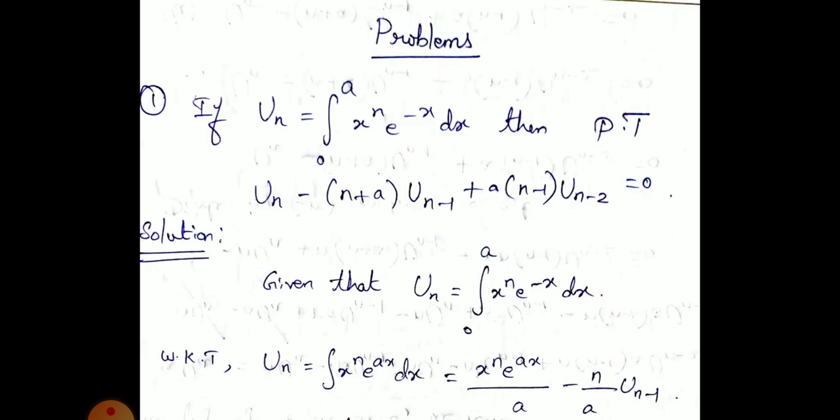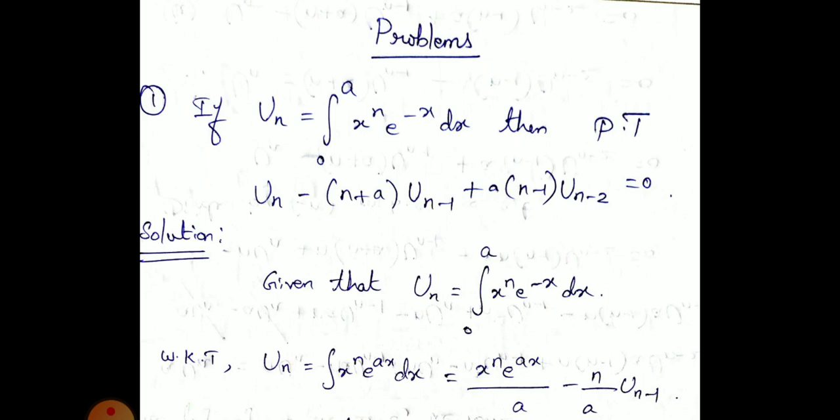If u_n equals the integral from 0 to a of x^n e^(-x) dx, then prove that u_n - (n + a) u_(n-1) + a(n-1) u_(n-2) = 0. Solution. What is given? u_n is given, that is the integral from 0 to a of x^n e^(-x) dx.